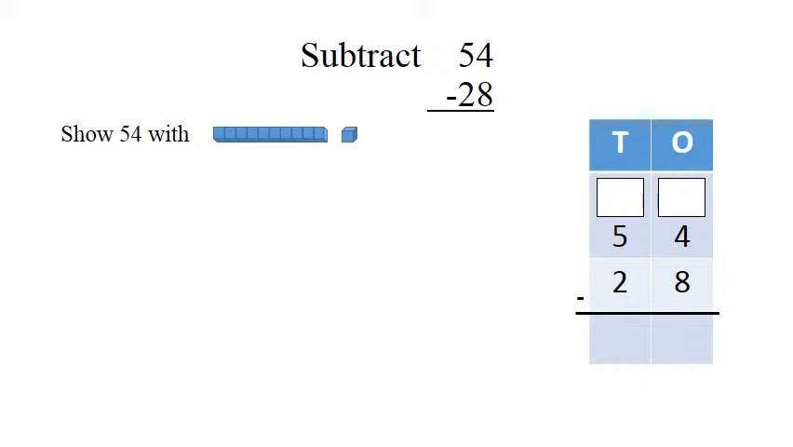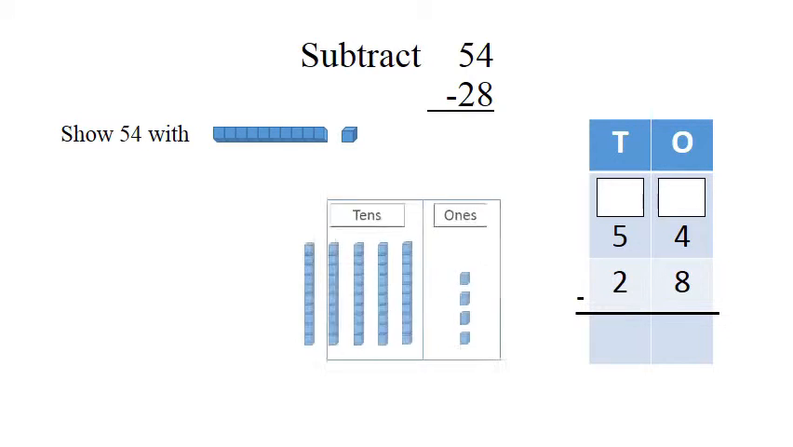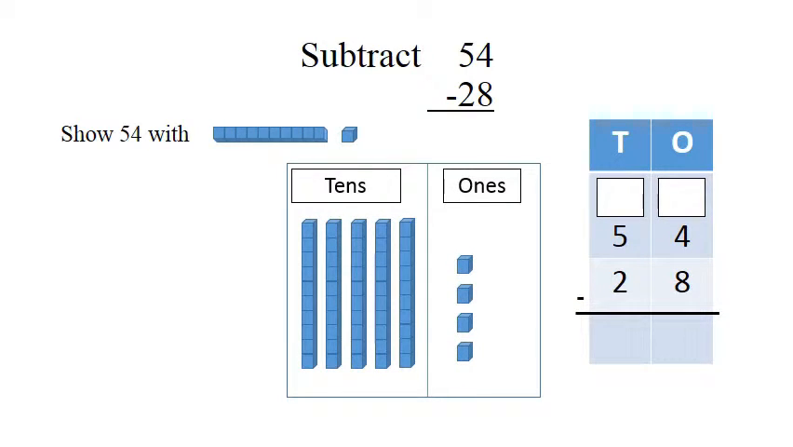The first thing I have to do is show 54 with my base 10 blocks because that's the number I'm starting out with. That's the number I have. For instance, if I have 54 cupcakes or 54 marbles, I'm going to show that number with 5 tens and 4 ones.